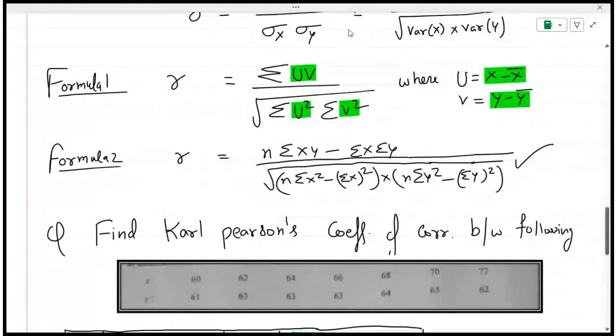Now, in the second formula, what do we need to find? Let us see. We need the product of x and y, x into y. We need sum of x, sum of y, x square, and y square. The benefit of the second formula is that there will be fewer columns in the question when we make the columns.